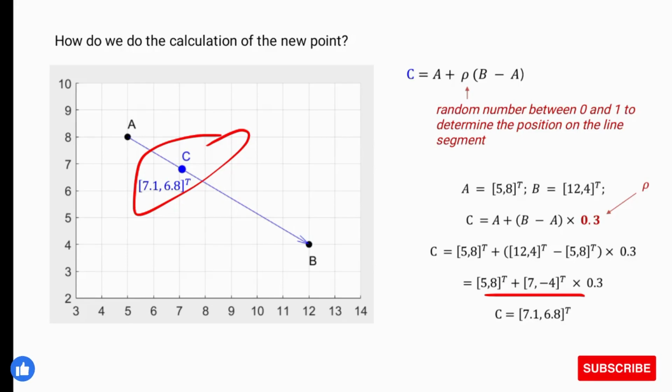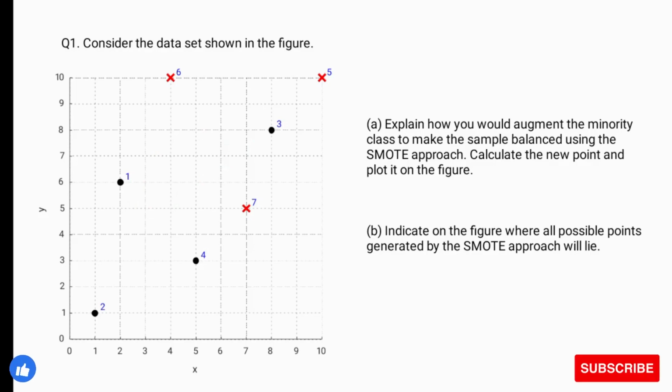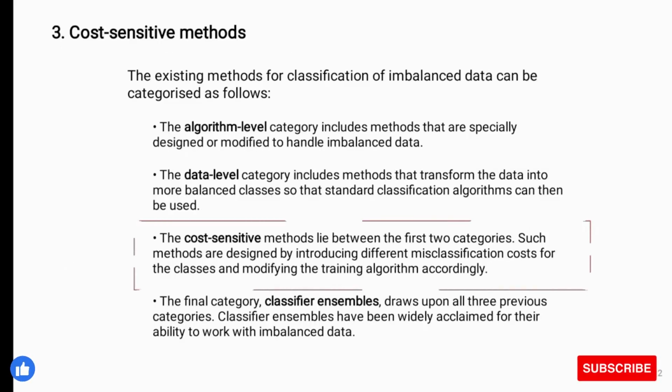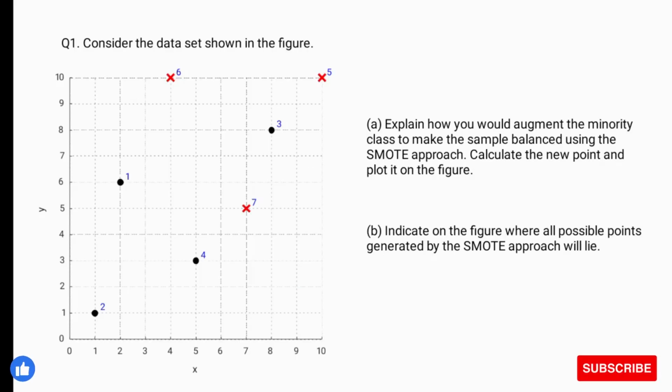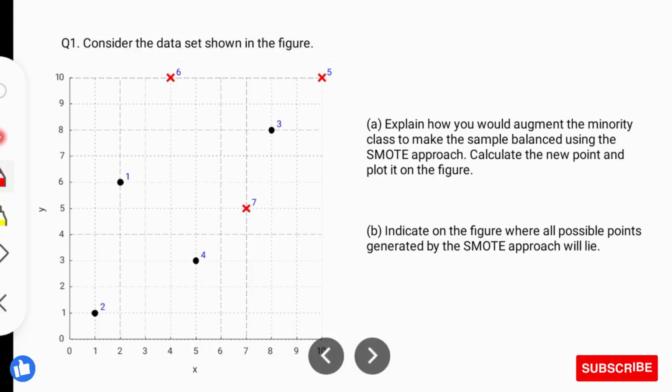Good. Right. Now, time for you to do some work. Consider the data sets shown in the picture. Explain how you would augment the minority class to make the sample balanced using SMOTE. Calculate the new point and plot it on the figure. So, what would we do here? What are the steps? Right, so how many more points do we need? 1. Okay, so the number that we need to generate is 1, and so we need to generate a red X somewhere. So what's our next step?